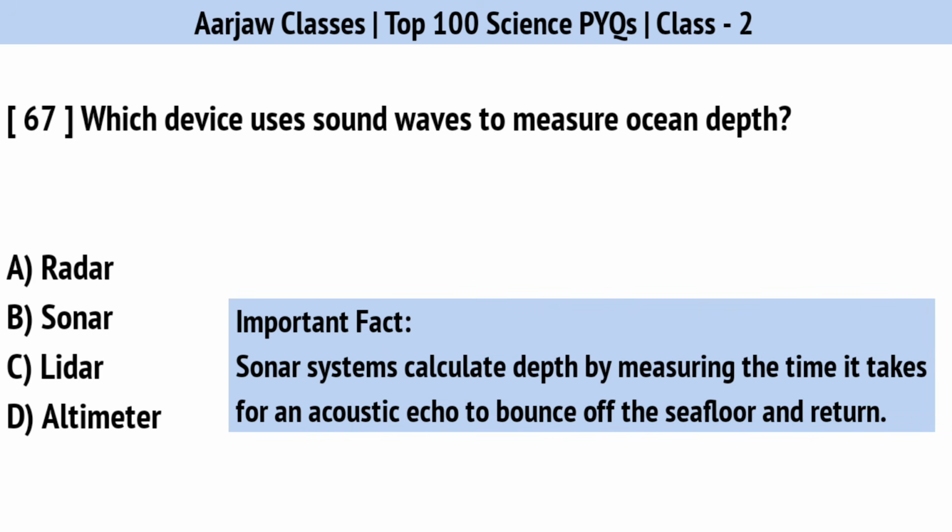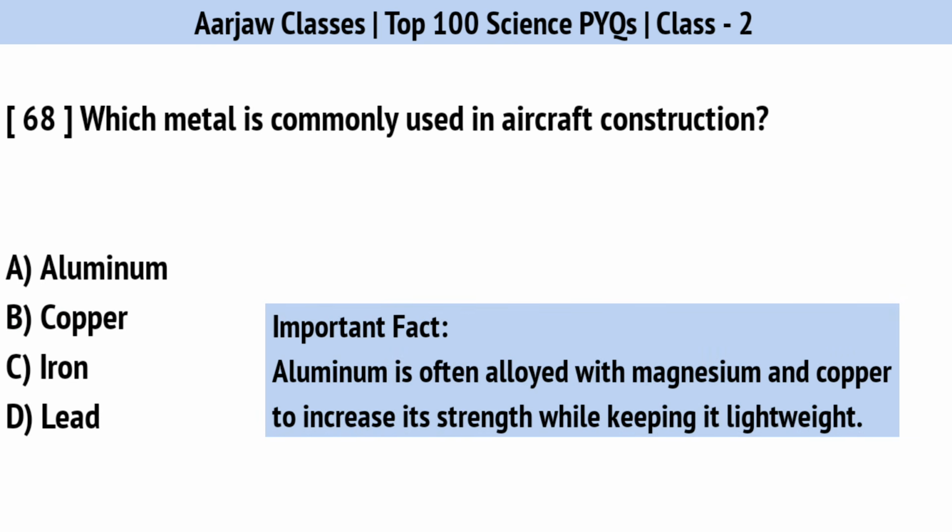Which device uses sound waves to measure ocean depth? Correct option is B. Sonar. Which metal is commonly used in aircraft construction? Correct option is A. Aluminum.